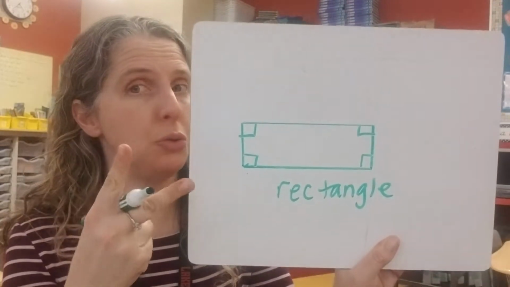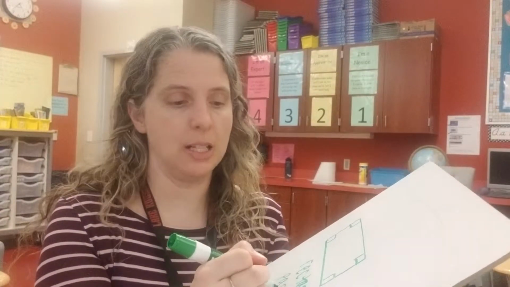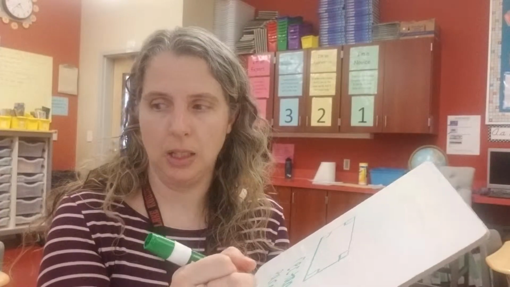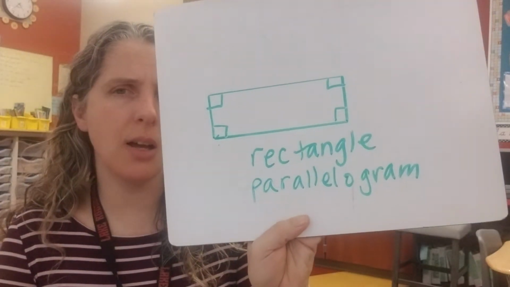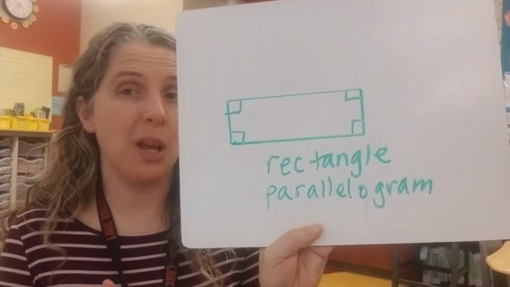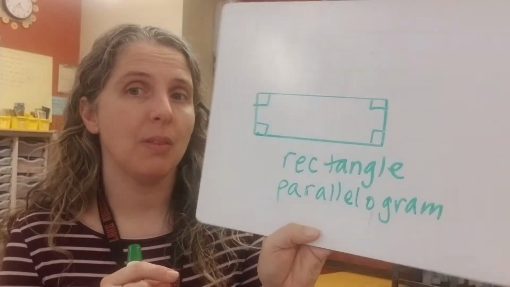It has 2 sets of parallel lines. So it's a parallelogram. Hopefully you'll get good at spelling this word. Parallel and then ogram. What's another name for it? What's a word for a shape that has at least one set of parallel lines? Did you say this word? I'm checking my spelling.